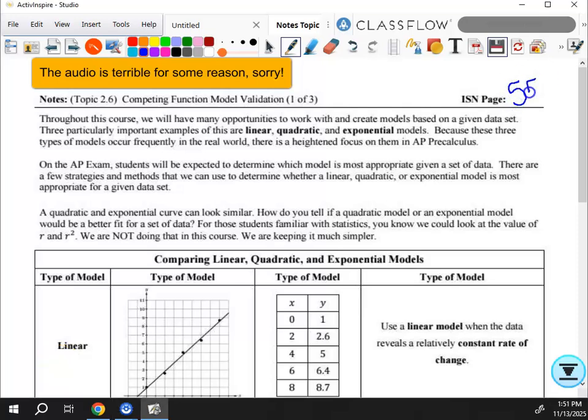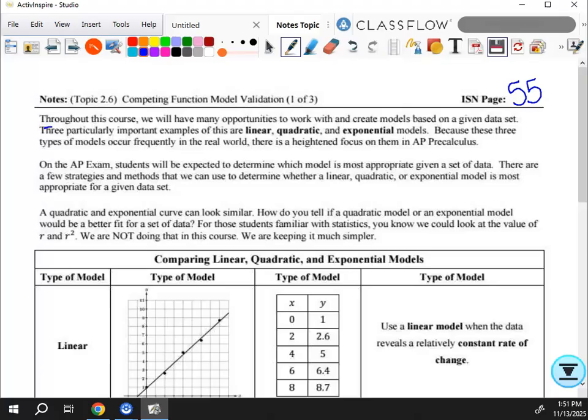This is going on page 55 when we're done. So we're looking at models again. Remember, your models are your regression models, something that we are using for our data. Throughout this course, we will have many opportunities to work with and create models based on a given data set, which we've done a lot already with different types of data.